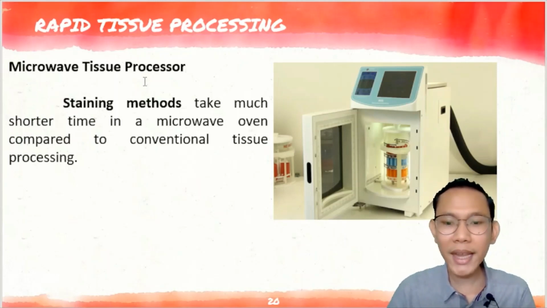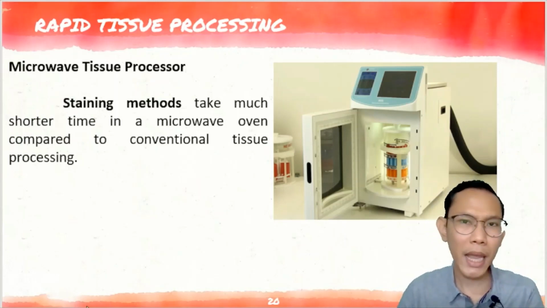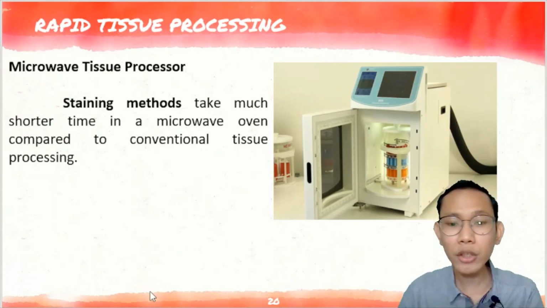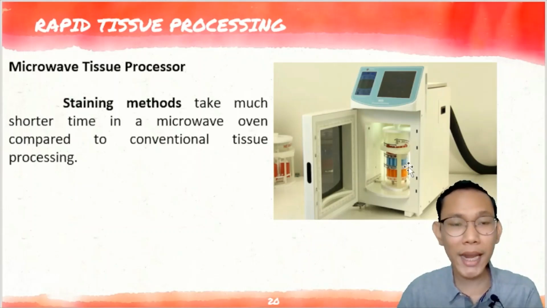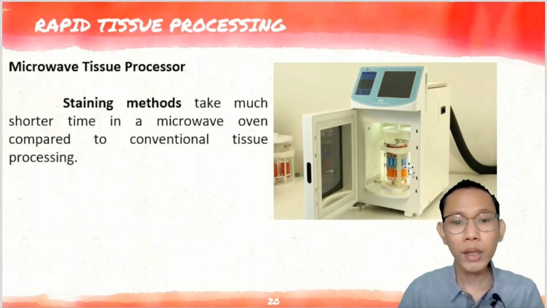However, the optimal temperature for staining for this is around 75 to 95 degrees Celsius for metallic stains, and around 55 degrees Celsius to 60 degrees Celsius for non-metallic stains. Again, when we use a metallic stain for the microwave tissue processor, we need 75 to 95 degrees Celsius. For non-metallic stains, we need 55 to 60 degrees Celsius.